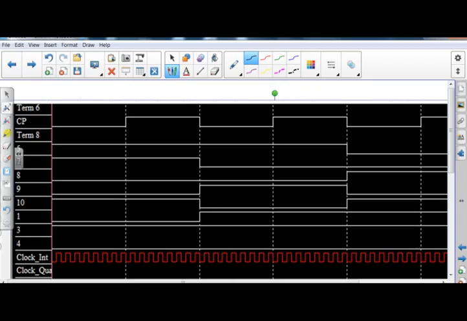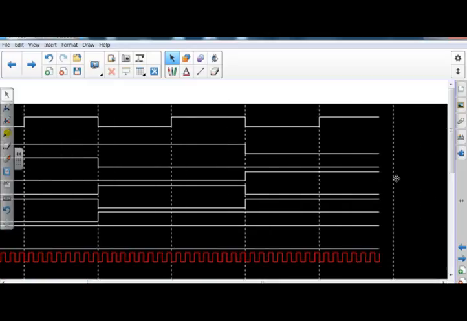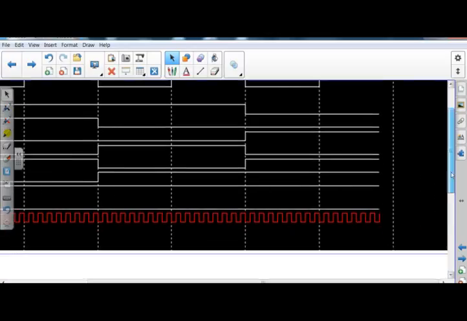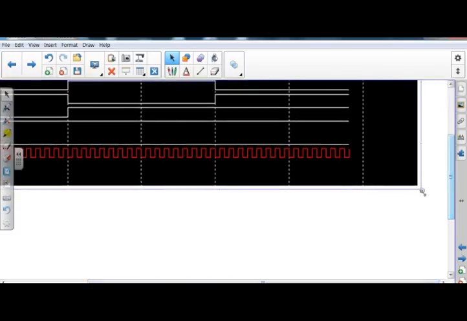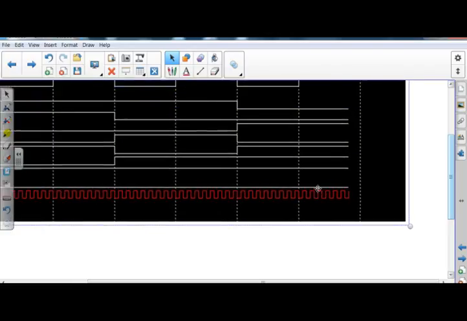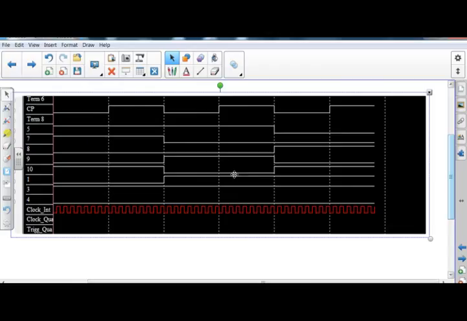Okay, did we get it? Yes, we got it, but it's a little big. I'm going to make it just a little smaller. Where is the little smaller spot? There it is. Because we want to see it all. All right, now I'm seeing it all.